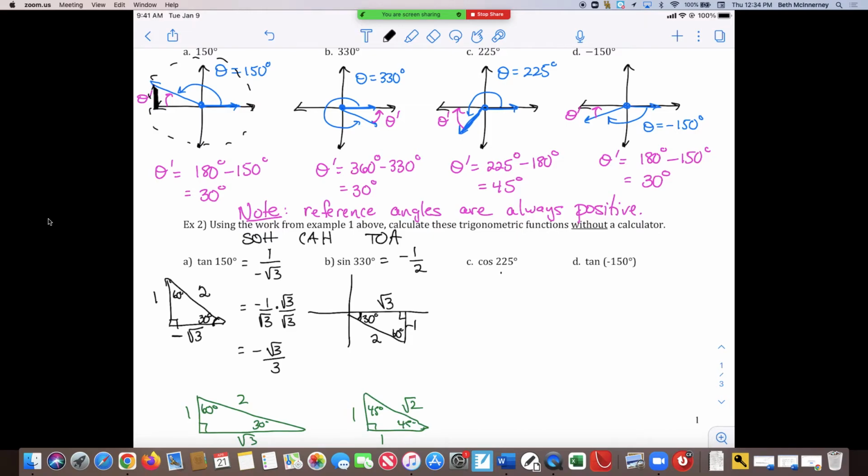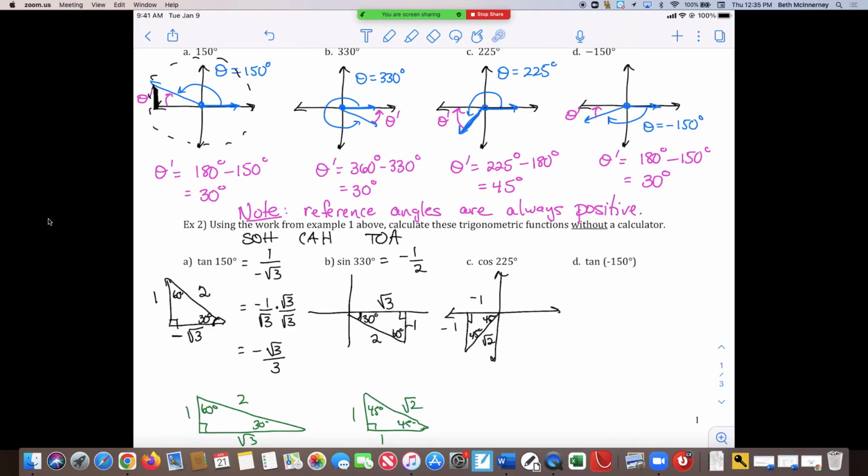Okay, let's try letter C. So 225 was in the third quadrant, and it was exactly halfway. So this is going to create a 45, 45 right triangle. So it would go 1, 1, square root 2, but I'm left 1 and down 1. Again, my hypotenuse represents the radius of a circle, so the hypotenuse is always positive.